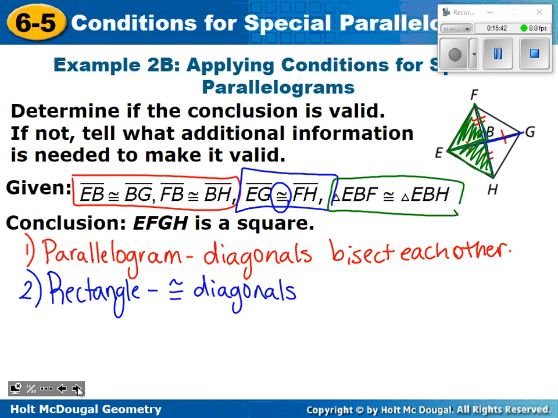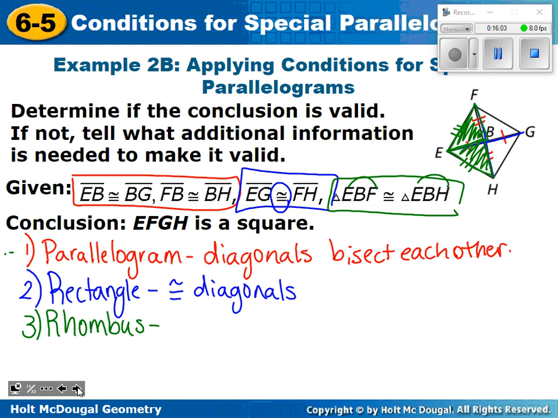What would be the one way? Okay, if the two triangles are congruent, then that means EF would be congruent to EH, right? Yeah. And that means that we have one pair of congruent consecutive sides. So number 3, it is a rhombus.